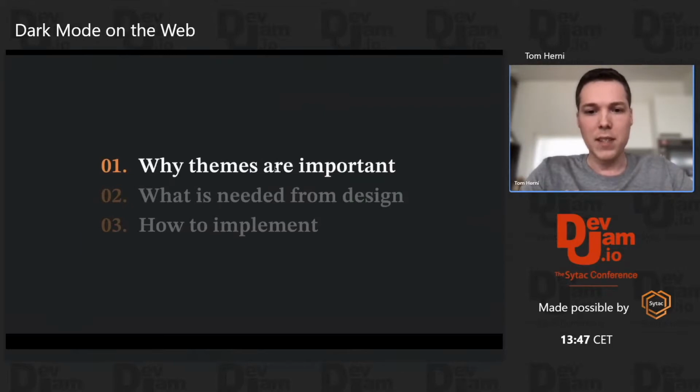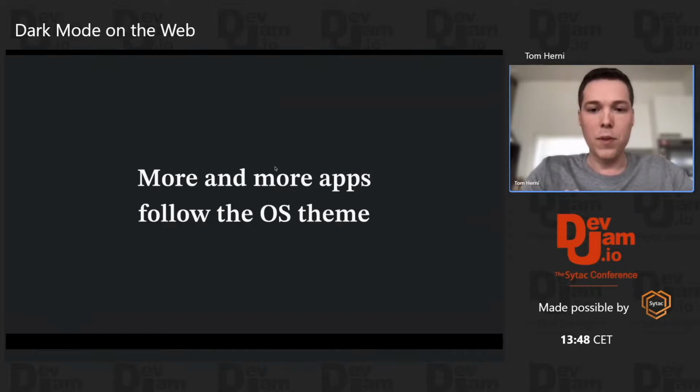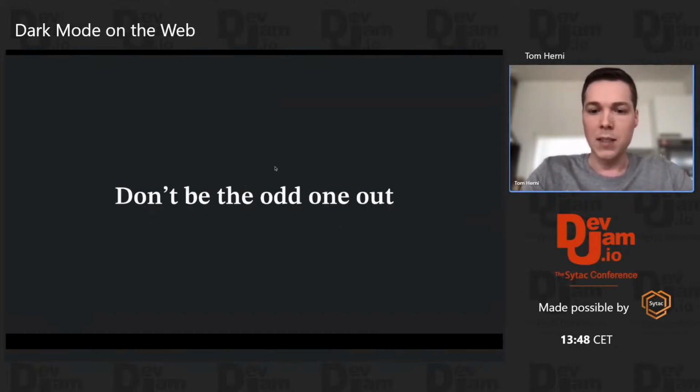So with that short introduction, let's get into why themes are actually important. So more and more applications are going along with the operating system theme, whether they're websites or native mobile applications on your phone. And the truth is, the longer you wait with implementing themes, the more you will be the odd one out, because people increasingly care about themes, and especially about dark themes in particular. And when you as a user are using websites and applications that all adjust properly, and suddenly there's this one application you switch to that doesn't, and suddenly illuminates your room at night, it may not be the most pleasant experience.